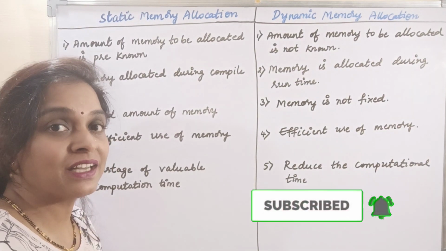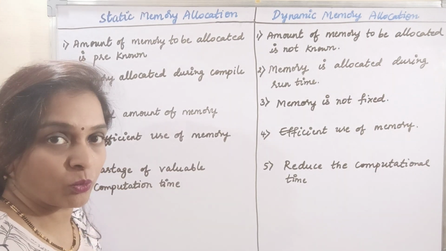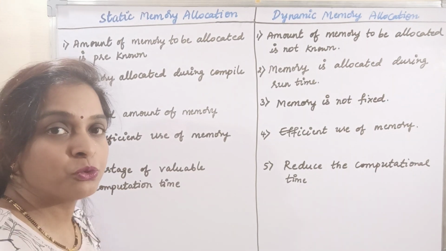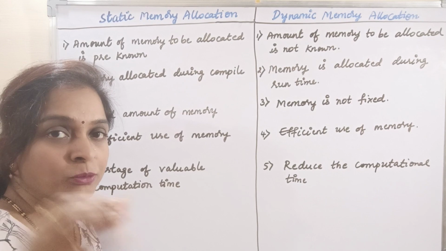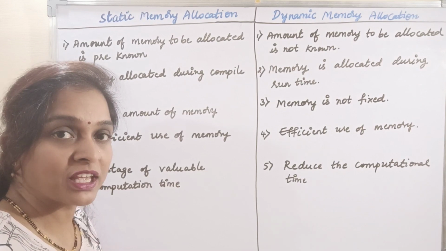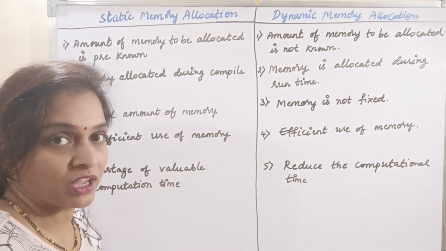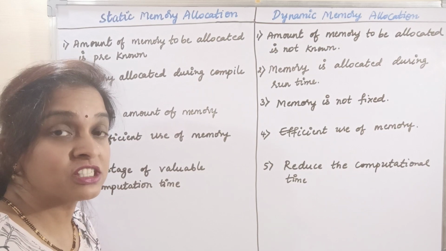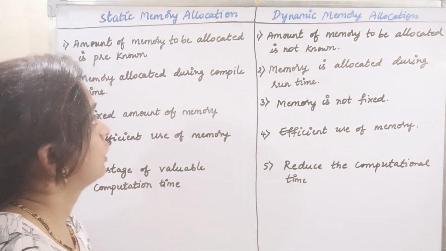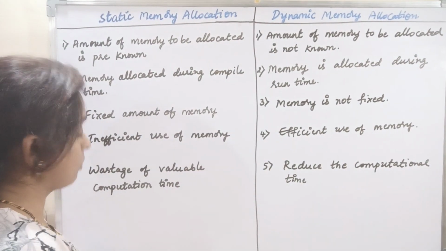So I can allocate and deallocate as I require. According to the user requirement, according to the program requirement, the memory is allocated and deallocated, which means the memory is used efficiently. So let's talk about the differences now.